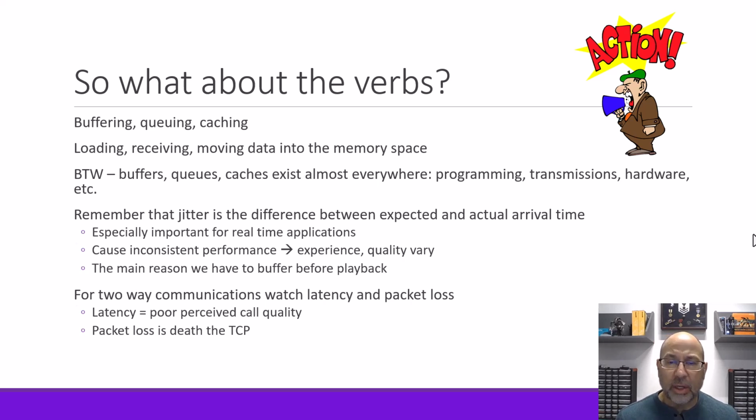Now, jitter, especially for real-time applications, can be a real bugaboo. It is the difference between expected and actual arrival time. So if you're expecting packets at a steady pace, but you get them in irregular bursts, that variation in arrival time leads to differences in performance or experience. And so the quality can vary over time.